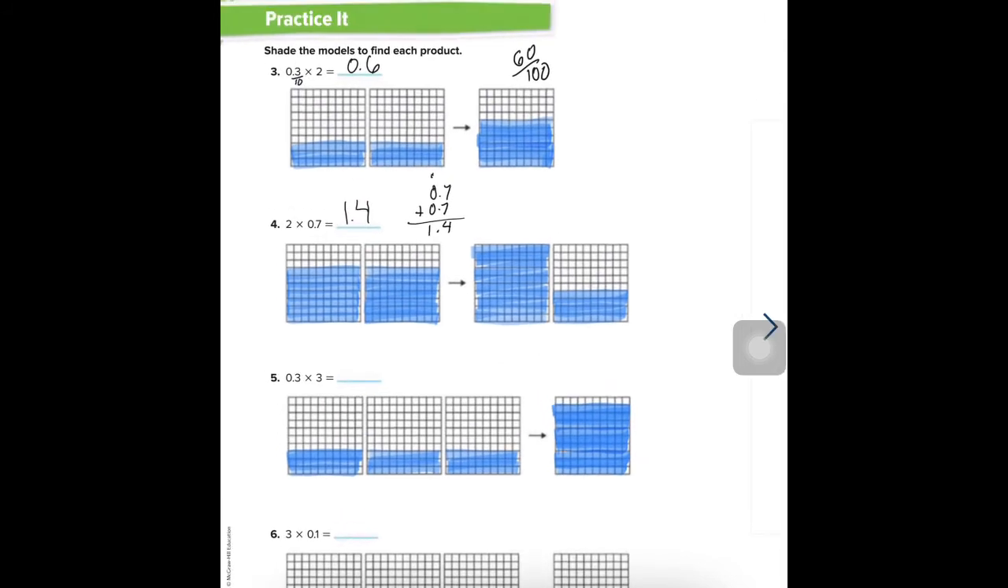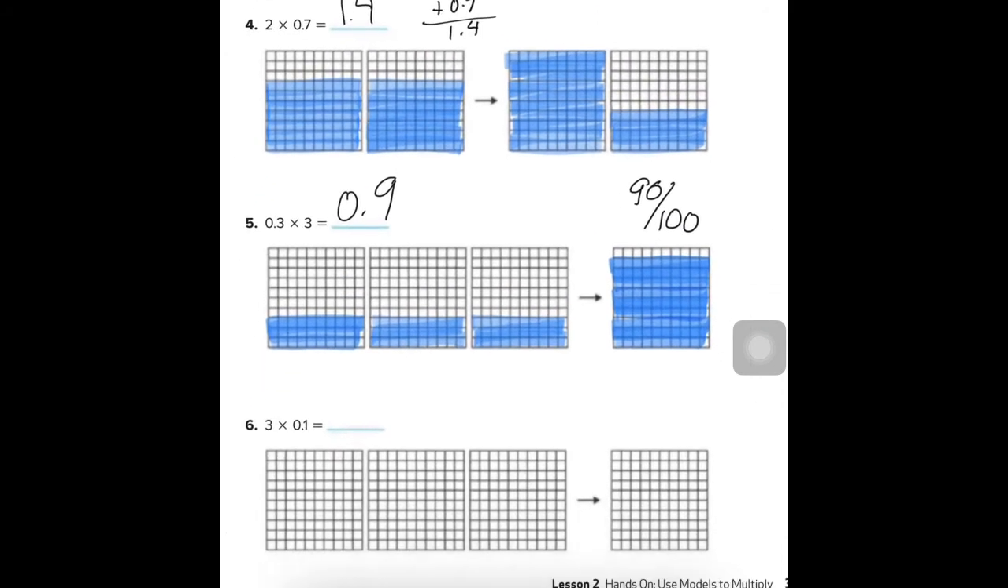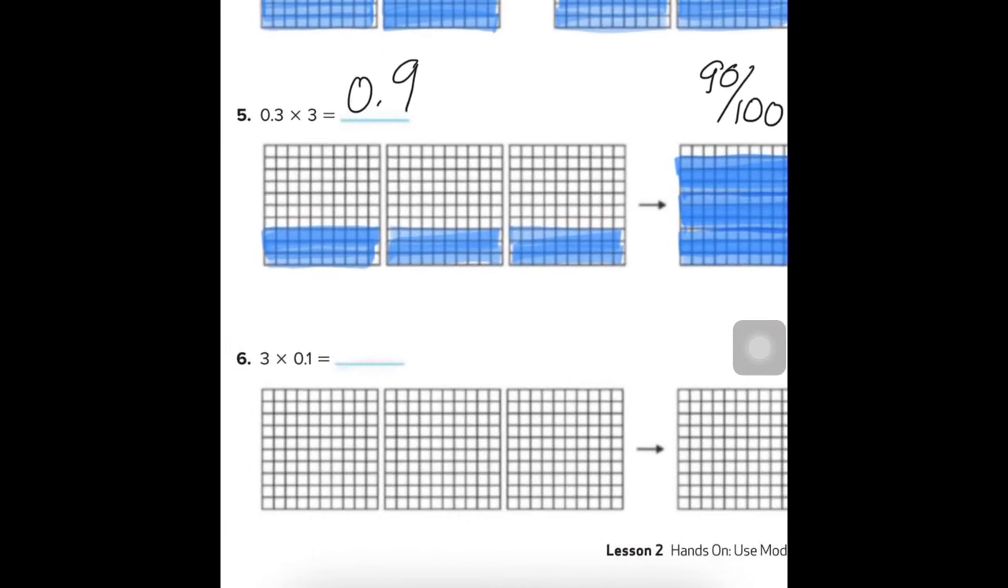We can look and see, that's all but one of them. So I know that must be 9 out of 10 or 9 tenths. And this is what it's going to look like. Or it could also look like this, 90 out of 100. And they all simplify down to the same, 0.9.